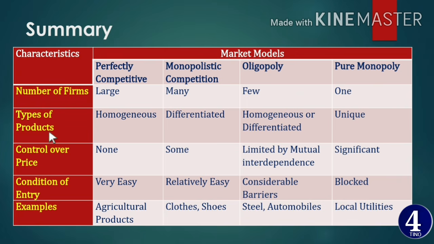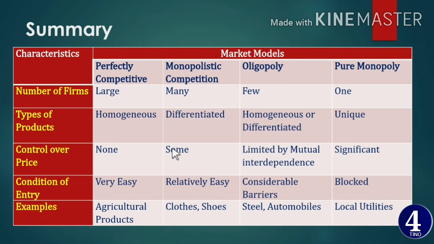The types of products sold in a perfectly competitive market are homogeneous, which means identical and exactly the same. In monopolistic competition, we have differentiated products, which means similar but not exactly the same. In oligopoly, products can be homogeneous or differentiated. In pure monopoly, the product is unique and special. You cannot find the product of the monopoly from any other seller.